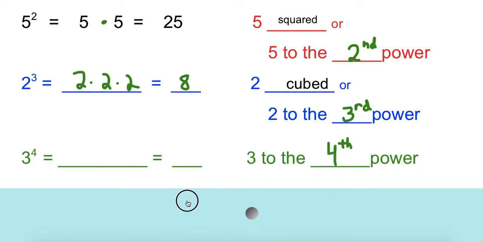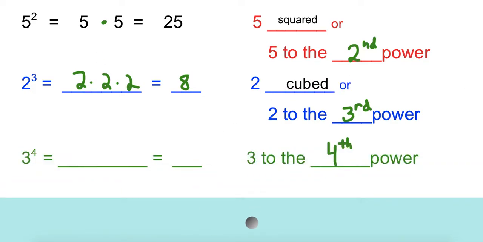And the final example is 3 to the fourth, and that would be 3 times 3 times 3 times 3. And 3 times 3 is 9, and another 3 times 3 is 9 again, and we know 9 times 9 is 81. There's really only one way to read this, 3 to the fourth power.